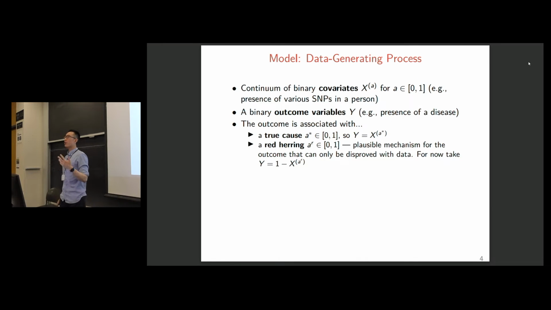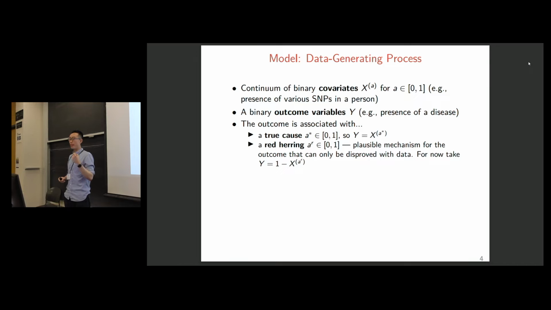And then there's another covariate, which we'll be calling the red herring, which we'll denote as AR. This is another biologically plausible gene which could be causing this disease. If we reason from a purely theoretical perspective, we can't distinguish between A star and AR. Okay? But the data can help us distinguish between these two things. And for the purpose of this talk, I'm going to take the most stark case where even a small amount of data can help you distinguish between the true cause and the red herring.